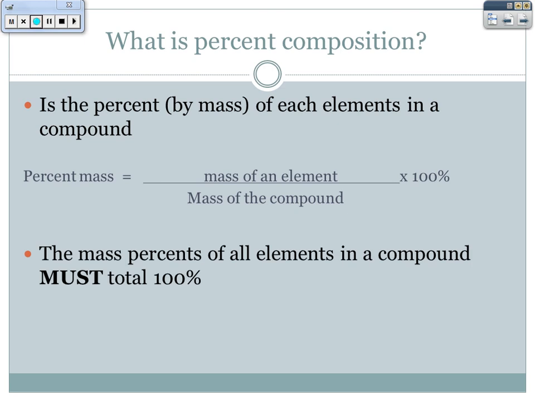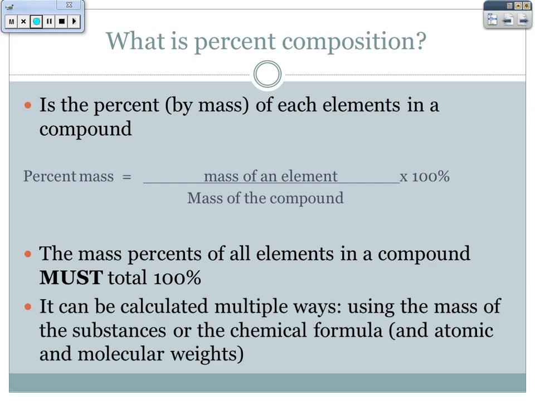The mass percents of all elements in a compound must make up 100%. So you can't have 99.3%, you can't have 98%, it has to be 100% because we're talking about all the elements in the compound. They should total up 100% of what's in the compound. And it can be calculated multiple ways, using the mass of the substances, if you're given them, or the chemical formula. And by that, I mean the atomic and molecular weights.